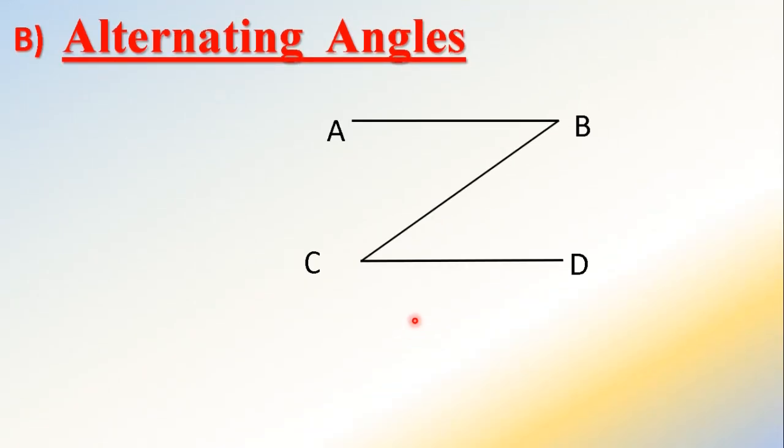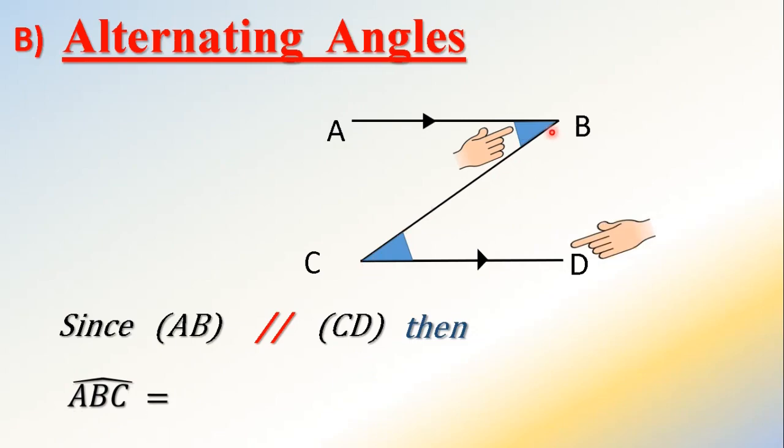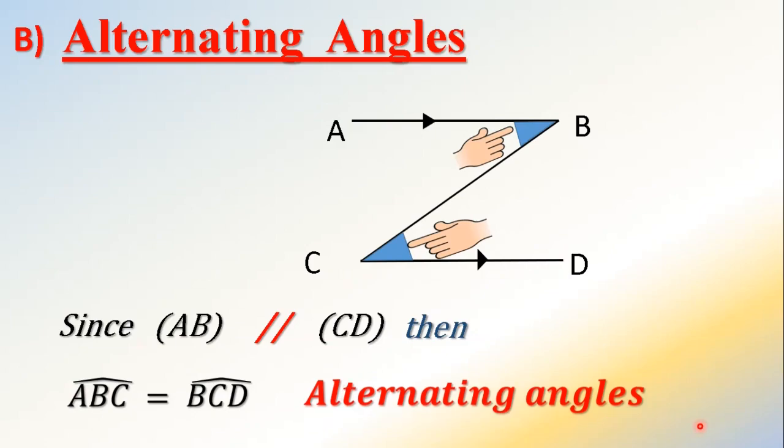Now let's talk about alternating angles. What are alternating angles? If we have two parallel lines and a third line cuts these two parallel lines, then alternating angles are formed. They mainly form letter Z or its different rotations. Now, how can you write that? We write since AB is parallel to CD, then angle ABC is equal to angle BCD, and the reason is alternating angles.